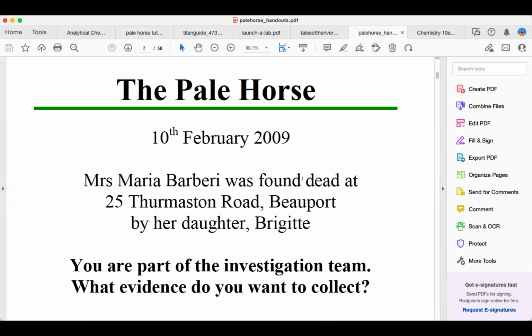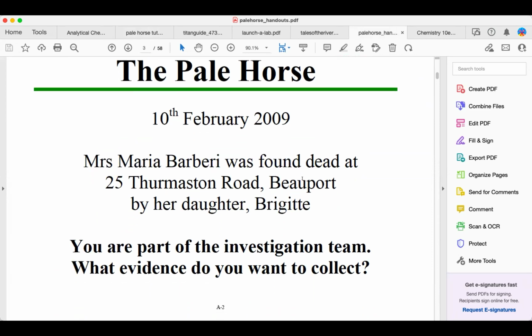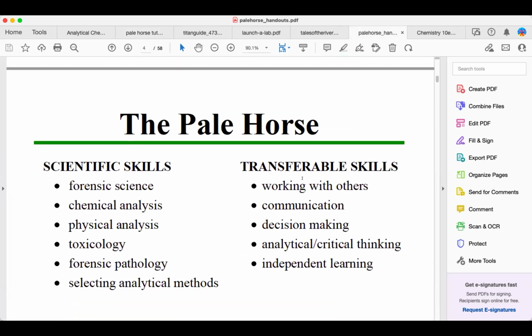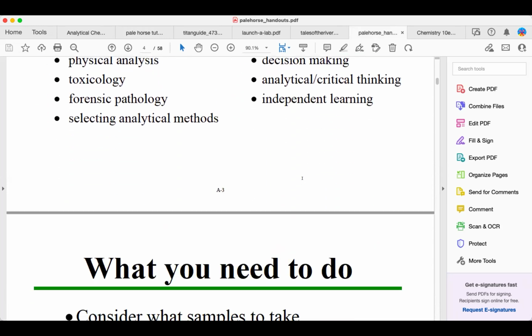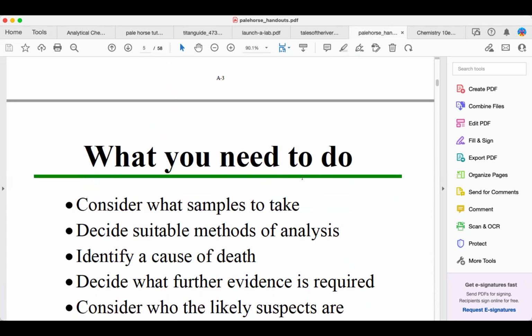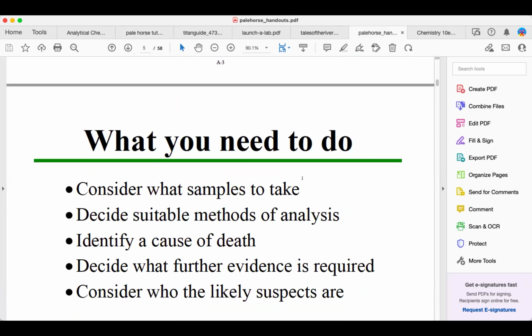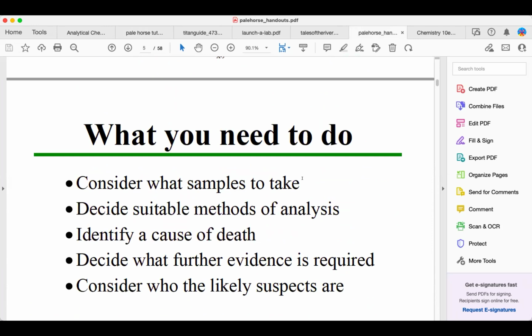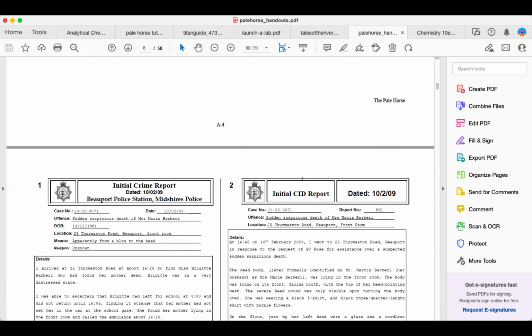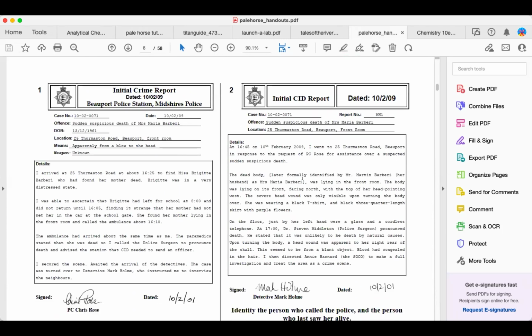So you are part of the investigation team. What evidence do you want to collect? You have to answer all these questions along the way. These are the skills that you should obtain from this problem-based learning: consider what samples to take, decide suitable methods of analysis, identify the cause of death, decide what further evidence is needed, consider who the likely suspects are, and you have to study the report.